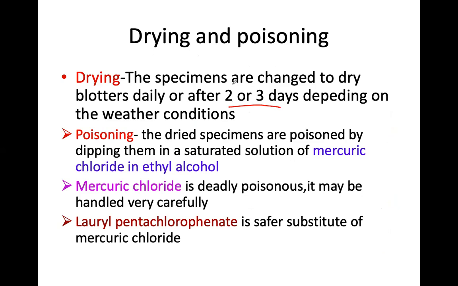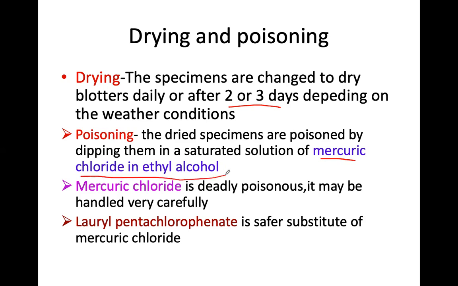So first we have to dry the plant, then poisoning. The dried specimens are poisoned by dipping them in a saturated solution of mercuric chloride in ethyl alcohol. This is the major poisoning chemical.